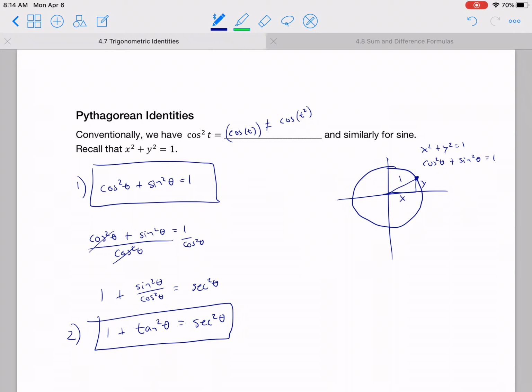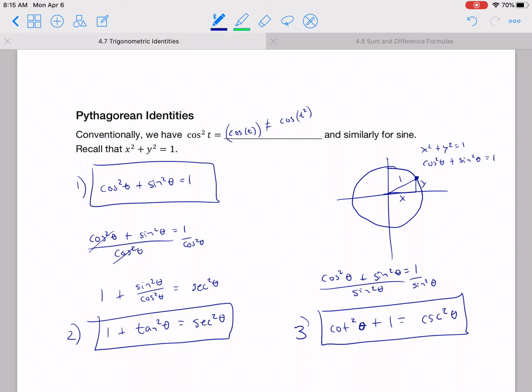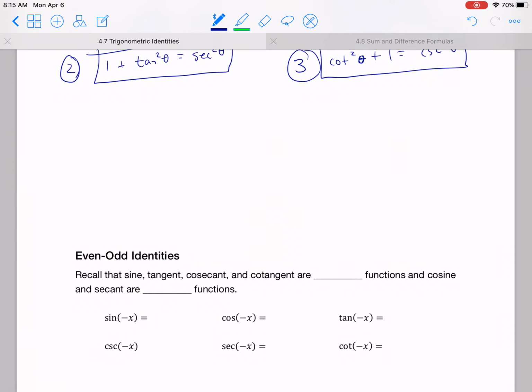And then lastly, we can do the same sort of thing, but this time divide by sine on both sides. So you end up with cosine squared theta plus sine squared theta equals 1, but we're going to divide by sine squared theta and do something pretty similar. I won't go through the whole thing, but you'll basically end up this time with cotangent squared of theta plus 1 equals cosecant squared of theta, and that'll be the third one. So you can do that little bit of algebra. So 1, 2, and 3. Those are our Pythagorean identities. I really recommend that you make sure you know them.